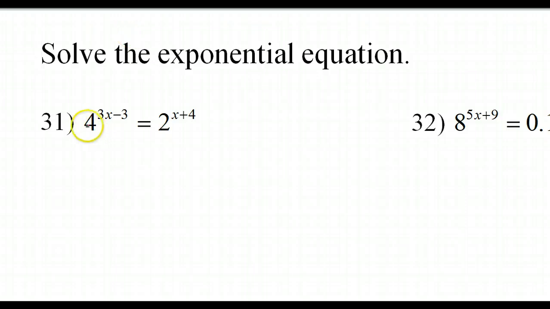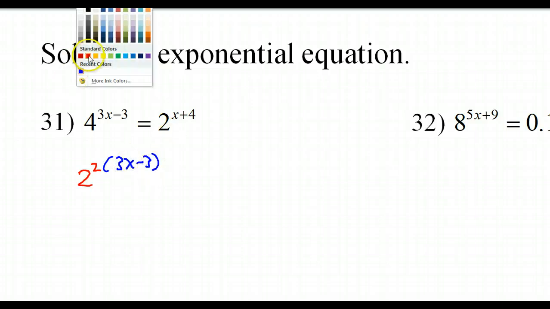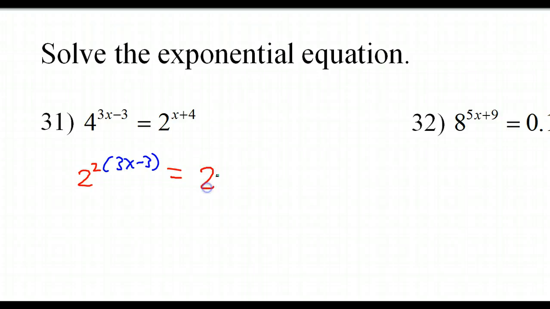Instead, what I can do is take the 4 and write it as 2 squared. See what I've done? I've taken out the 4 and I've written 2 squared, but did I really change anything? No, because 2 squared has the same value as 4, so it's okay. So the existing exponent I will keep. So this is 3x minus 3. And over here I can just keep this 2 to the x plus 4 power.